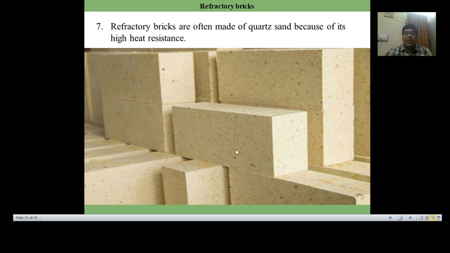Such refractory bricks are used for the construction of furnace linings. Without refractory bricks, it is not possible to construct any furnace or any kiln in the entire world. So this finds application as a furnace material, and in the construction of the furnace the refractory bricks are used. Quartz is used as one of the ingredients in the manufacture of the refractories. Many other ingredients are there, and quartz may be one ingredient.